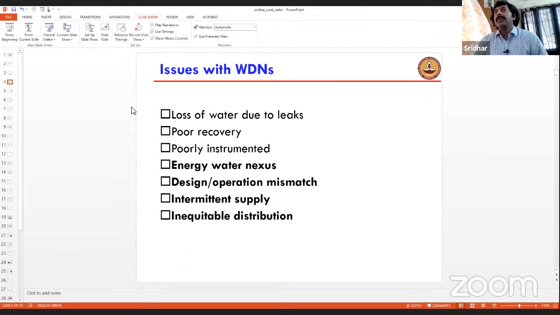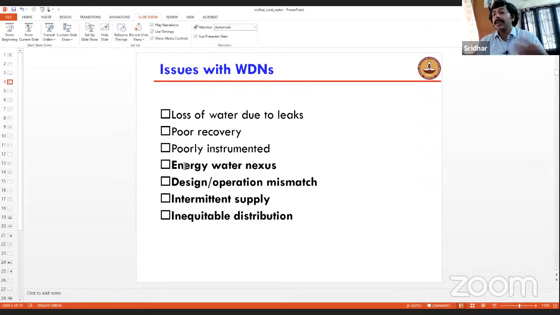So what are some of these issues? To summarize, there's a significant amount of water loss due to leaks. The operator does not recover much of the expense because they are either not able to meter everybody, or even if they're able to meter, they don't know exactly how much people are consuming. There's not much instrumentation.